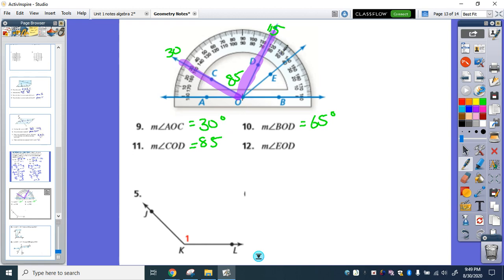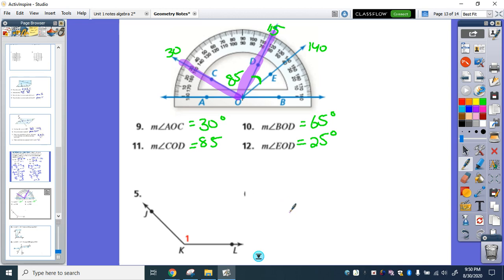And if you look at it, it's pretty close to being almost a right angle. So that would make sense for that angle. The last one we're looking for is EOD, which is this little skinny angle right in here. So again, we know that this is at 115. This is at 140. So if we do 140 minus 115, we find out that this little skinny angle here is 25 degrees.